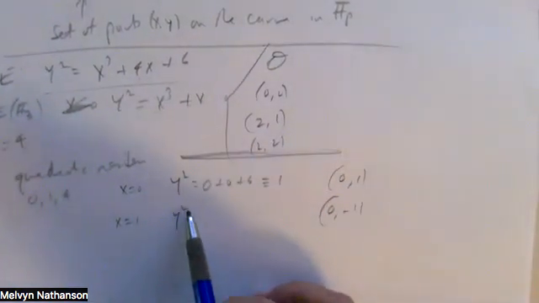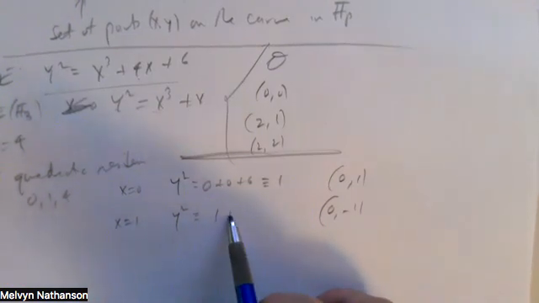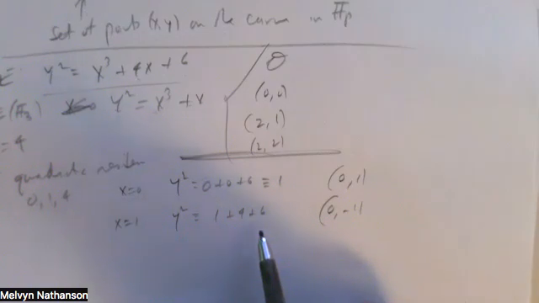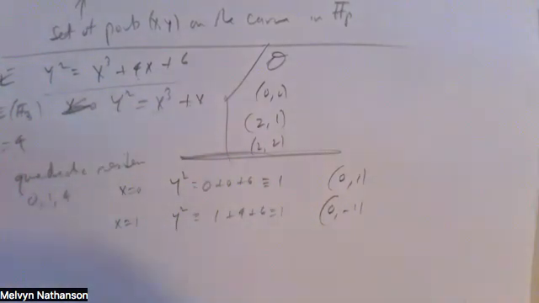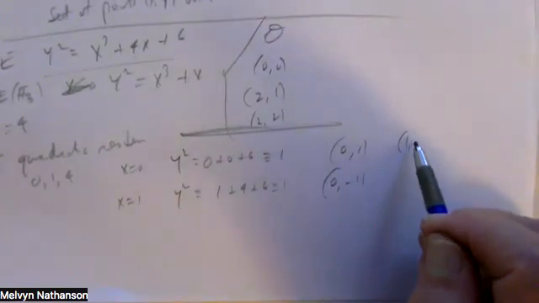What about when x is 1? When x is 1, we have to solve y squared equals 1 plus 4 plus 6, which is 11, which is also 1 mod 5. So we get the points (1, 1) and (1, minus 1).